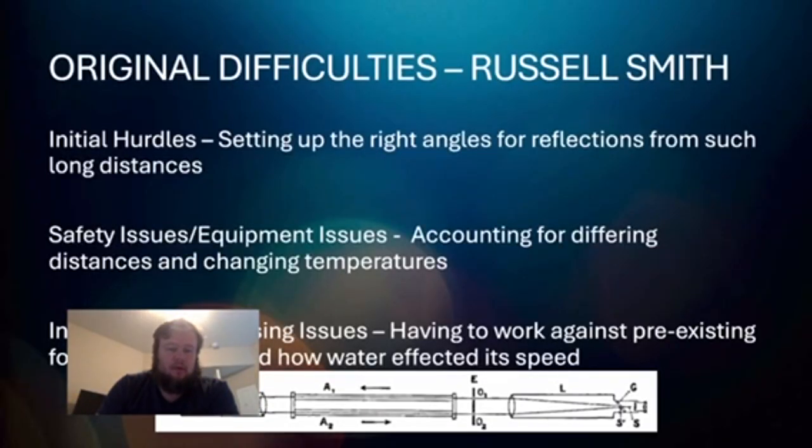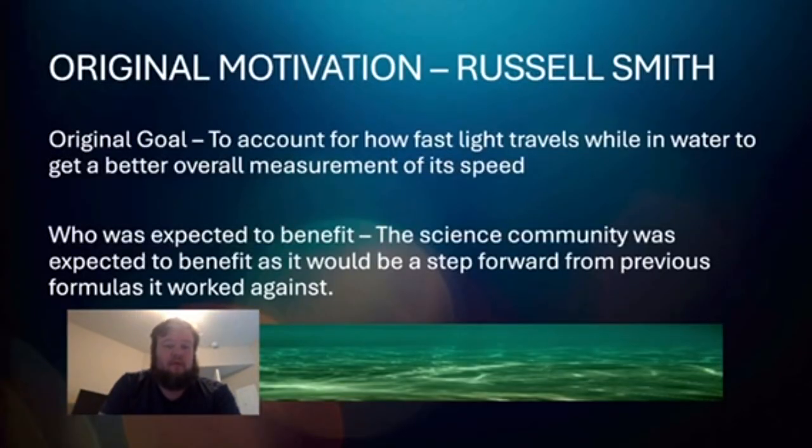The initial hurdle that he had was setting up the angles for the reflections from such long distances between the hills. And then the safety and equipment issues were accounting for different distances and changing temperatures that may affect the speed of light. And his information gathering issue was having to work against pre-existing formulas that determined how water affected speed. The original goal was to account for how fast light travels while in water to get a better overall measurement of its speed, and the science community was expected to benefit as it would be a huge step forward from previous formulas.